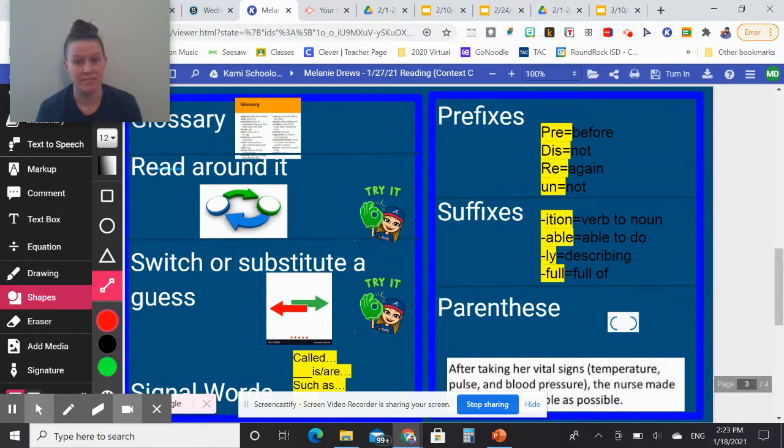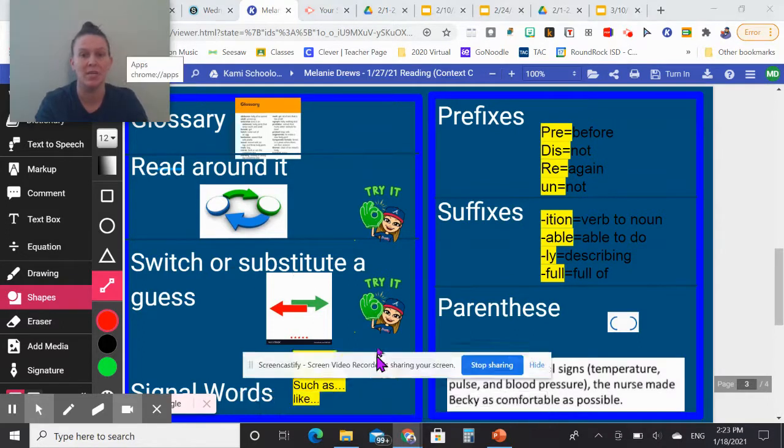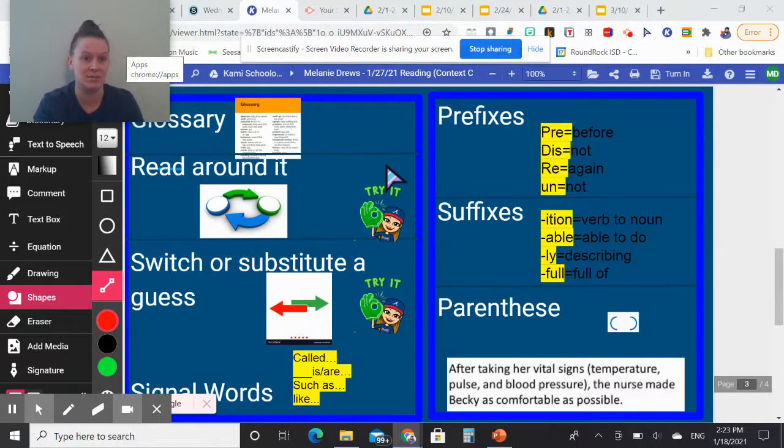So this is the teaching slide. So I'm going to go over all of these because at this point you probably, with your teacher and in your class, you've probably learned all of these or at least gotten introduced to them. Okay, so the first one up here kind of underneath my head, sorry, is a glossary.